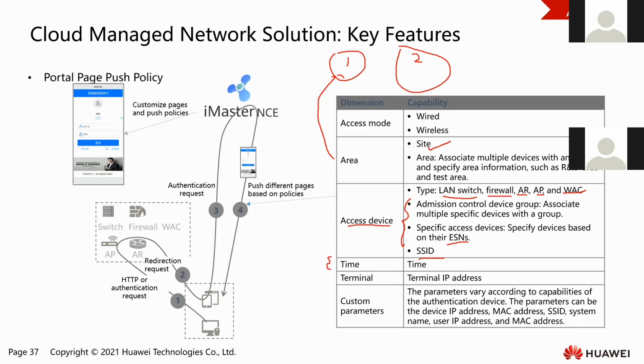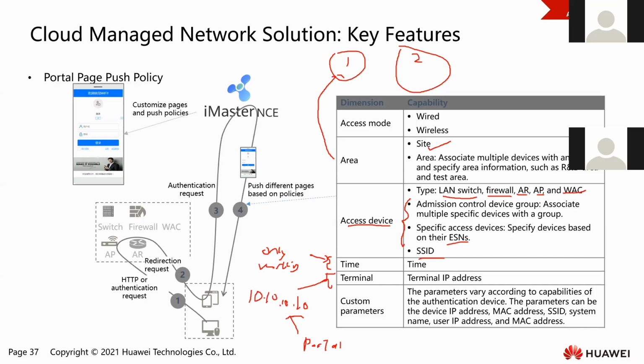and then you can also specify the time. For example, maybe only working hours. Only working hours, you will push this portal, and you can also specify the terminal IP. For example, maybe you want this IP 10.10.10.10. Okay, we only want this IP to push the portal. So whenever this IP connects, we will push a portal to their devices. So you can also specify this.